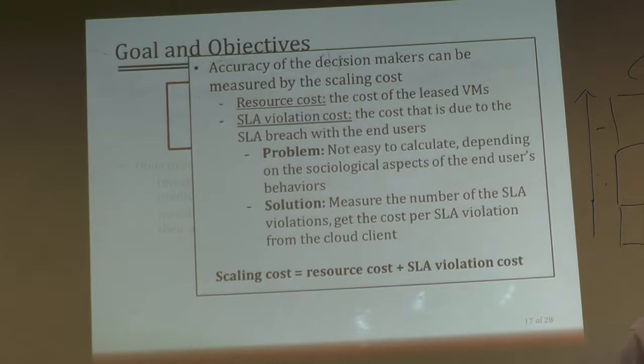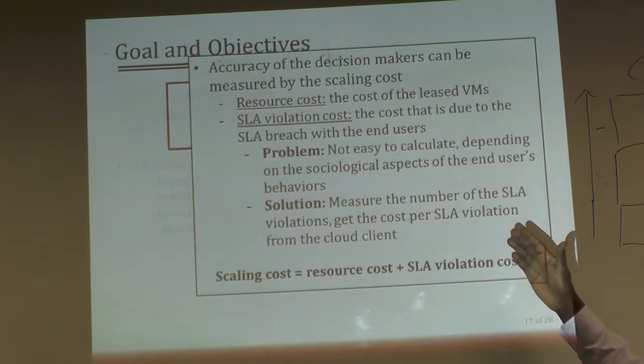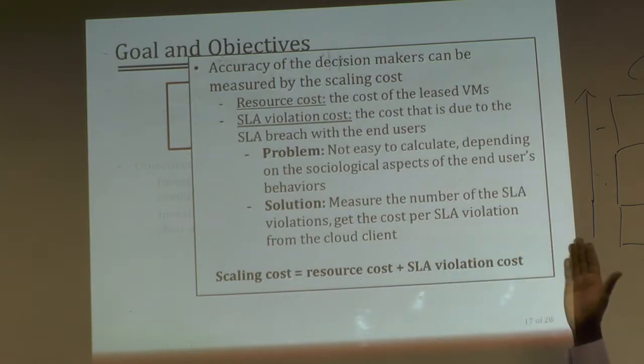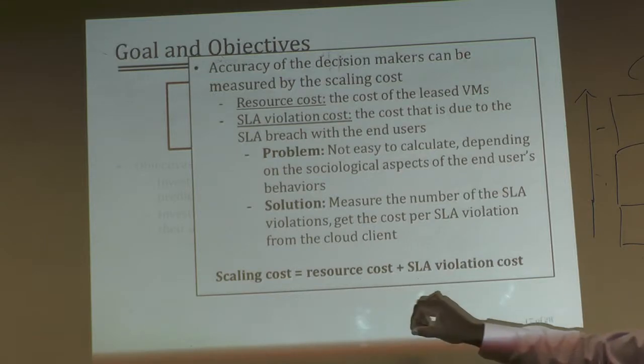The problem is that all these providers, they will not give you their information. They won't tell you what is going on. So what we did in this case, is actually to use the measure of number of SLA evaluation and then get the cost per SLA evaluation from the cloud client. That's all we can do. The provider will not tell you how much it is. So the scaling cost then, we set it to be the resource cost plus the SLA evaluation cost.